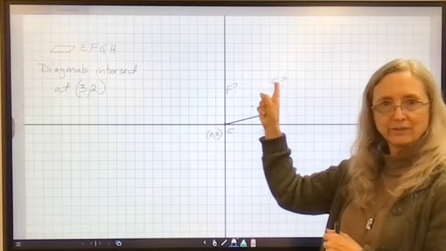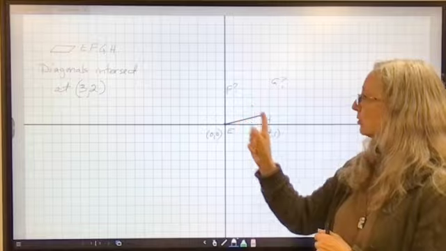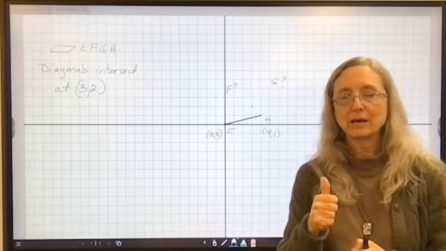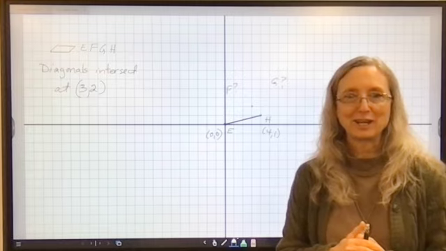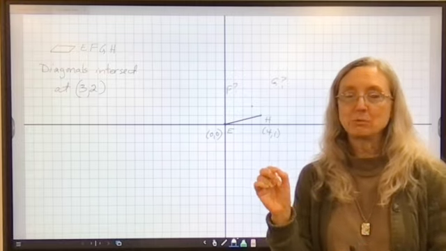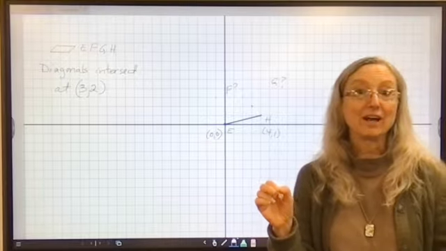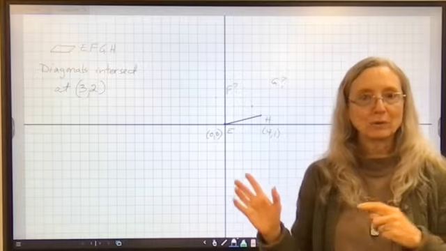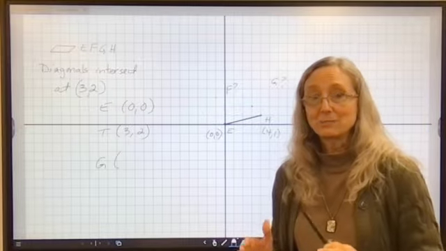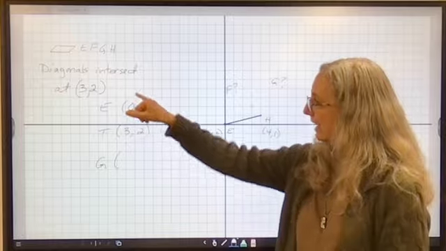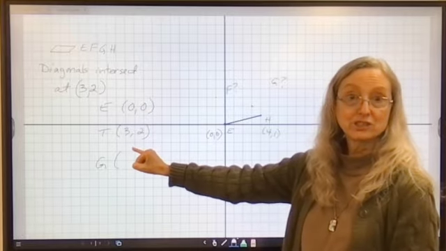I need the other end point G, but I know the midpoint is 3, 2. So let's use that mental shortcut that I showed you. If I have one end point and a midpoint, how do I find the other end? So I'm going to write this down. Okay, I'm starting at E. I'm heading towards G. Halfway there, I've reached T.